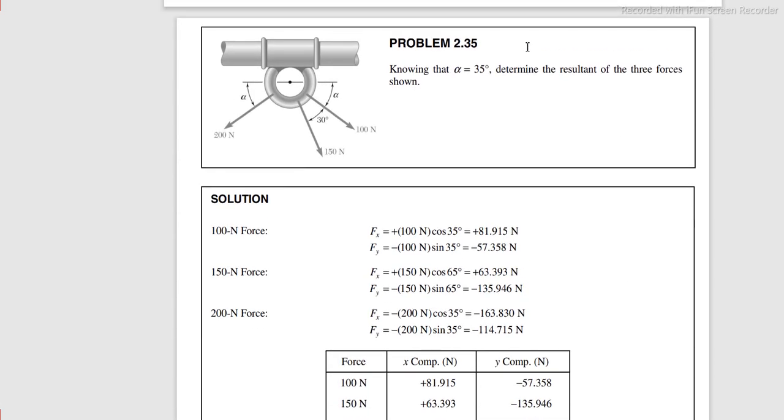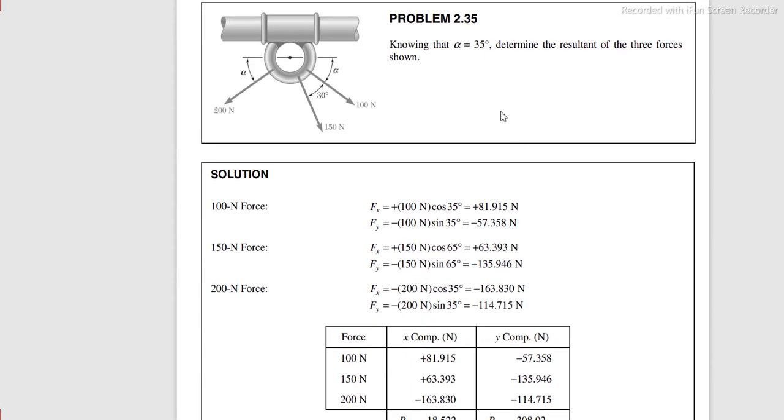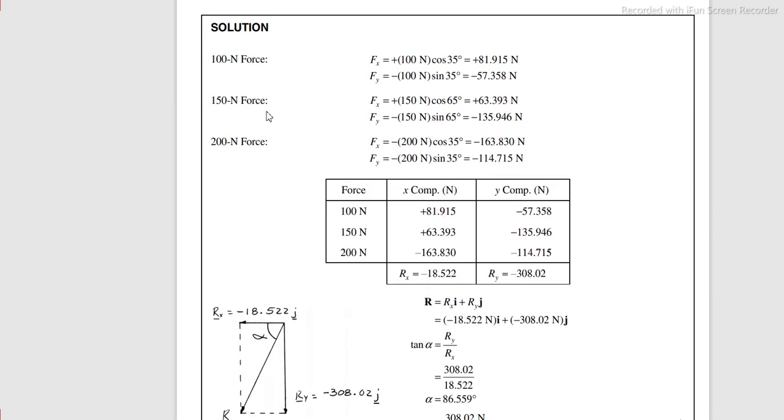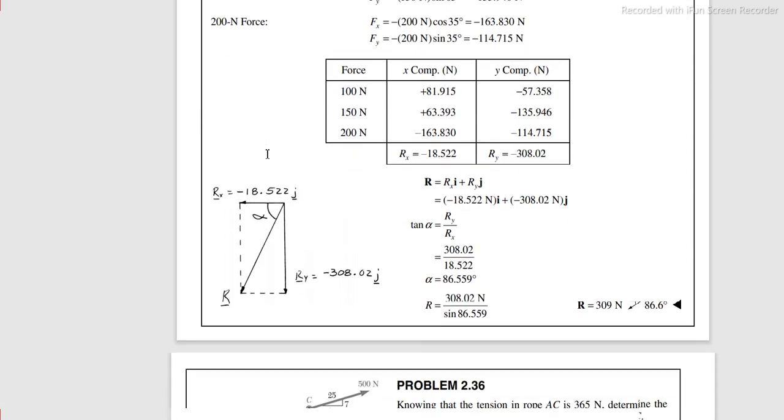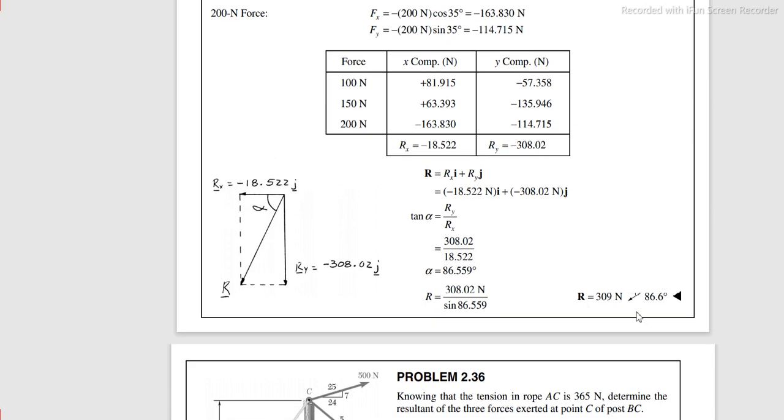Problem 2.35, knowing alpha equals 35 degrees, determine the resultant of the three forces shown, and this is the solution. For 100 Newton force, 150 Newton force, 200 Newton force. The solution and the resultant is 309 Newton.